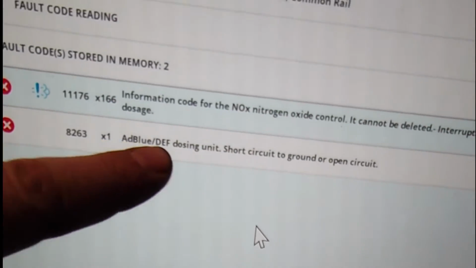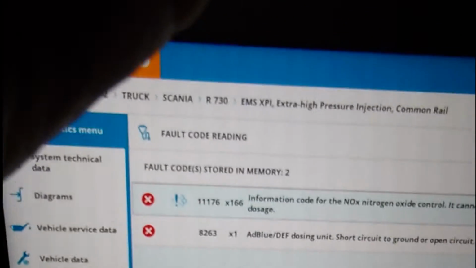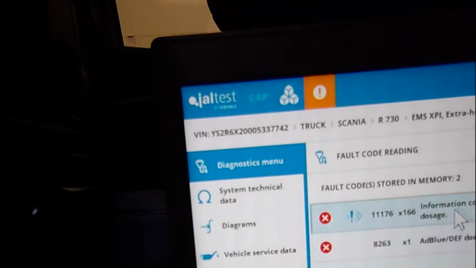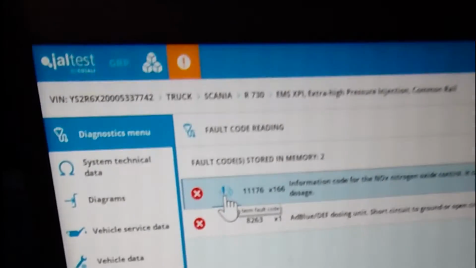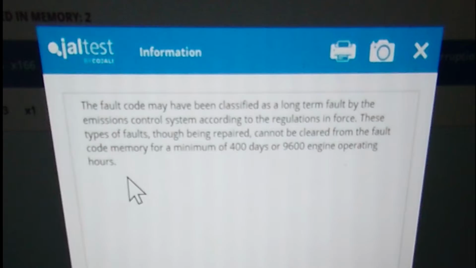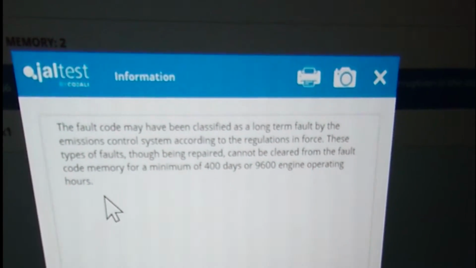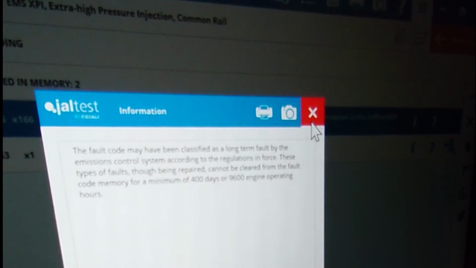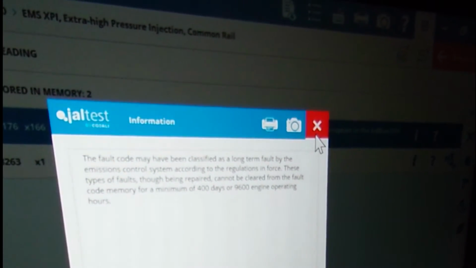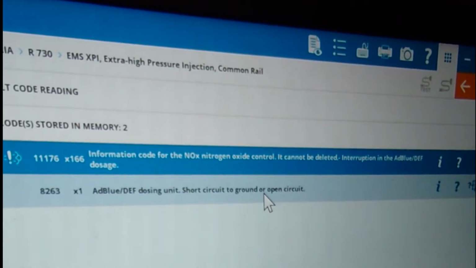This is the fault code that we originally had. This one, as you can see, will not go away for 400 days, I think it says, even after it's all been sorted. So that'll just stay in its memory anyway, so this needs to be driven afterwards and all the resets done, so we're not too worried about that. That has just seen bad NOx emissions, so we're not fussed about that. We were only worried about this fault here.